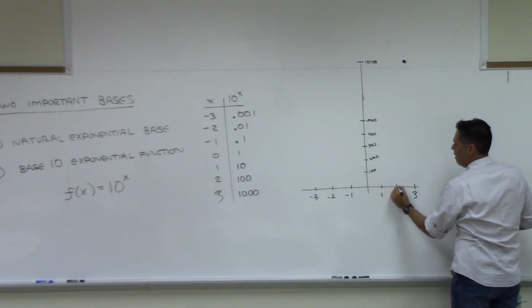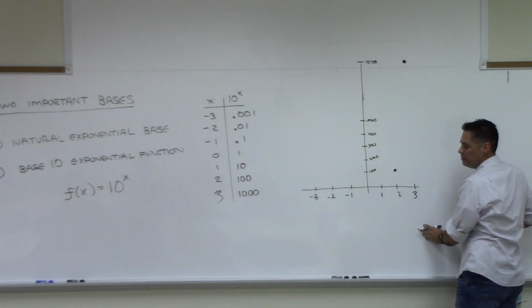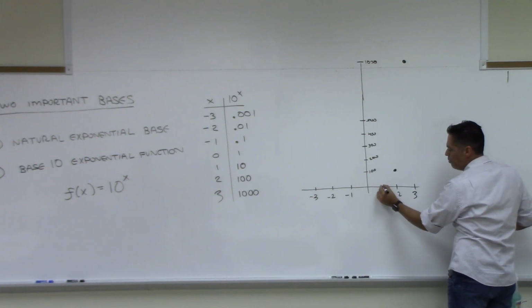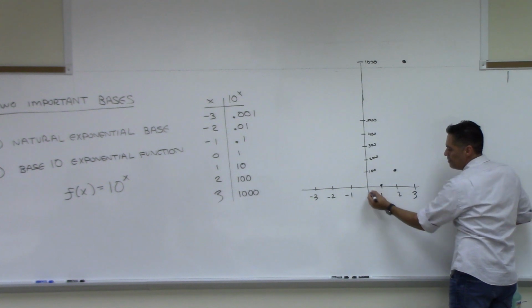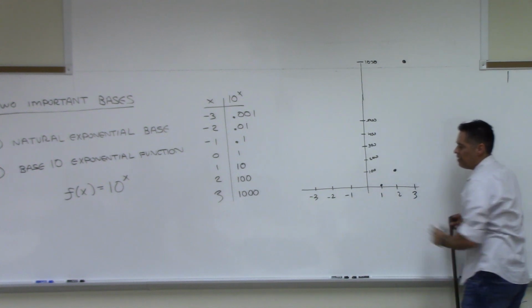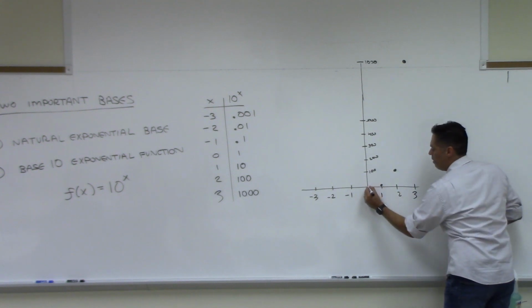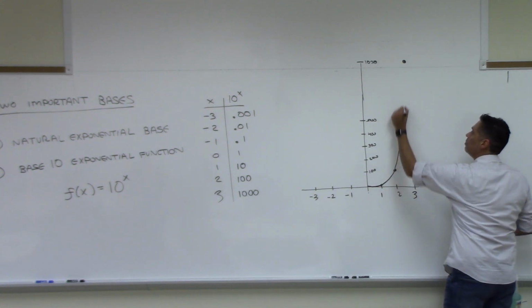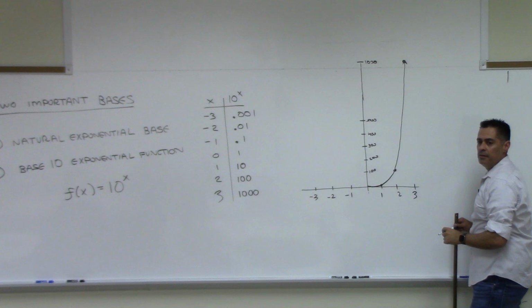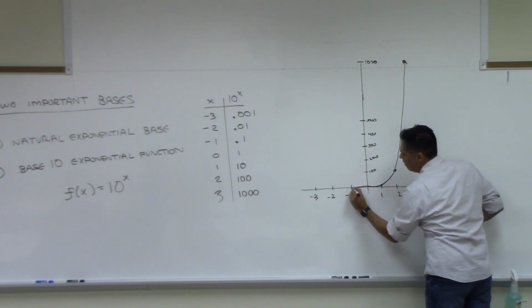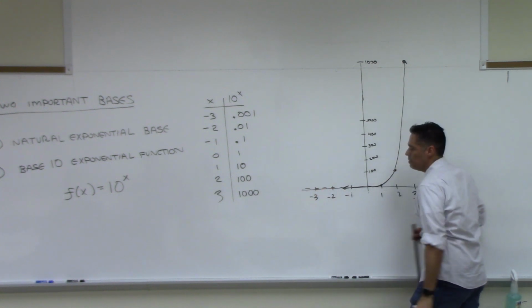At 2, I'm only at 100. At 1, I'm at 10, which is way down here. And at 0, I'm at 1, which you can't even really see. If that's 100, 1's way down there. So do you see how quickly this just shoots off? And then this way, it flattens out very fast. You have a horizontal asymptote.